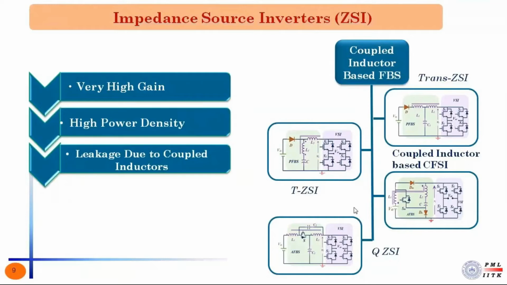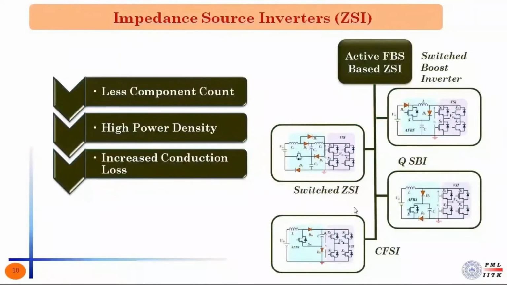So if we compare these three categories of the impedance source inverter, then the active front-end boost stage based ZSI seems feasible for the rooftop application with higher power density and with simplicity of the system. That means less complexity. Now, under this category also, if we compare various topologies, then the current fed switched inverter, that is CFSI, is the one which has optimum component count with required high gain characteristics. So as of now, this CFSI seems the most suitable solution for rooftop application.